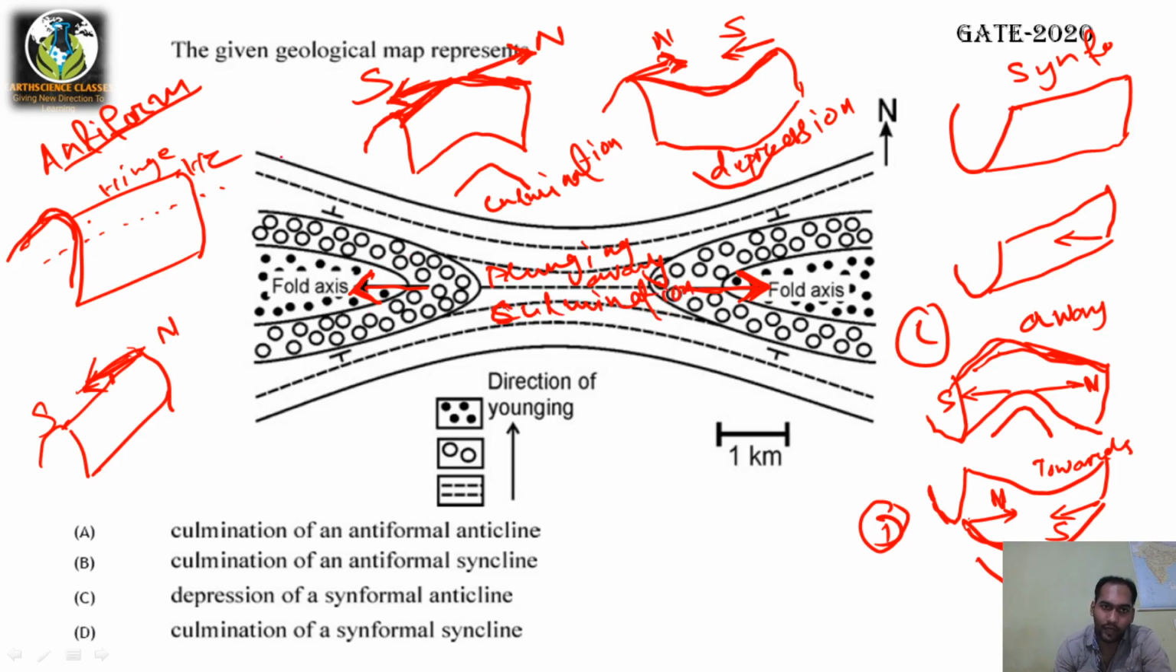Okay. Now you can see this. This is a map view, right? This one is your map view. So you can see this thing. Now let's focus on this. First we focused on the arrows, so they are plunging away from each other, so it is culmination. So we have three options now, A, B and C. Depression is ruled out. Okay, then we'll move to this part.